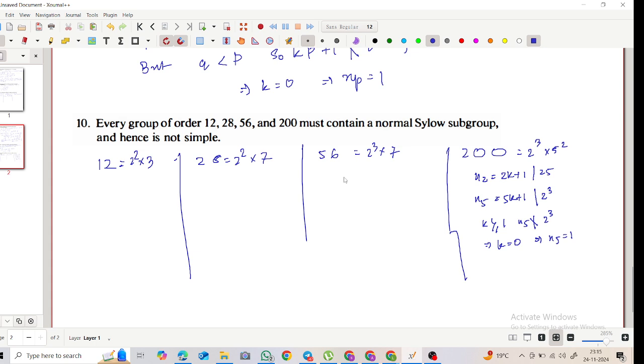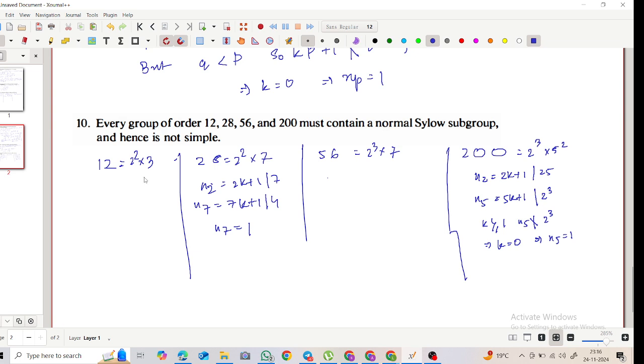Okay. Now for this, again 2k plus 1. Let me see the easier ones. Yeah, again. So n2 is 2k plus 1 and it divides 7. n7 is 7k plus 1 and it divides 4. So n7 has to be 1, na? So again, the Sylow 7-subgroup is normal.